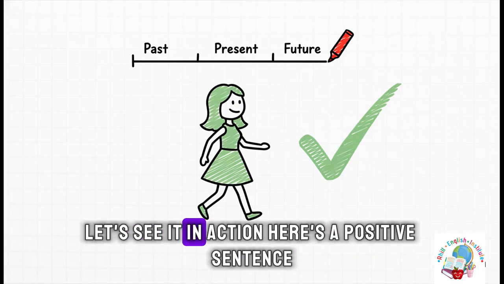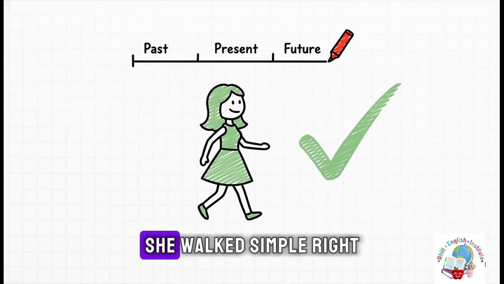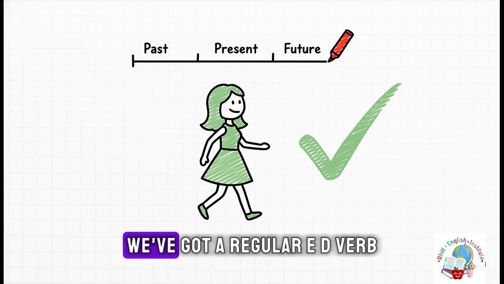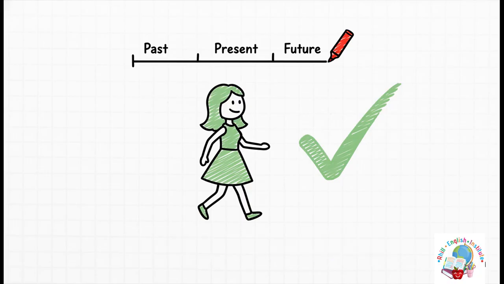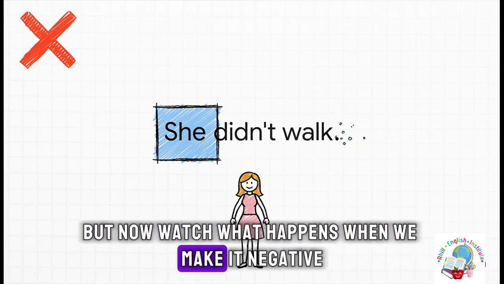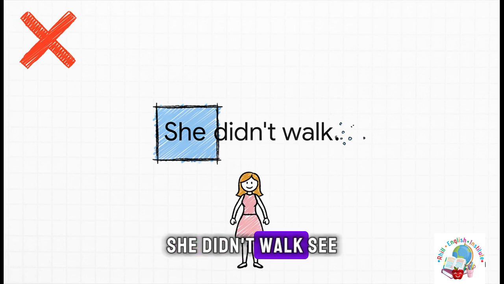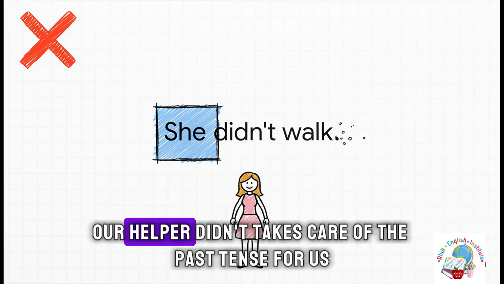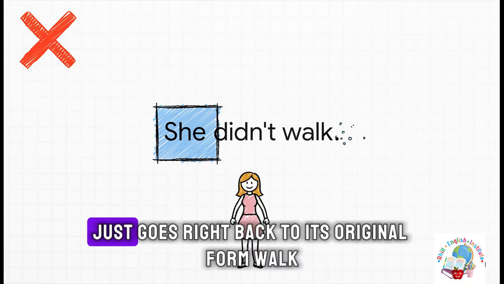Okay, let's see it in action. Here's a positive sentence. She walked. Simple, right? We've got our regular ed verb. But now, watch what happens when we make it negative. She didn't walk. See? Our helper didn't takes care of the past tense for us, so the main verb, walked, just goes right back to its original form, walk.